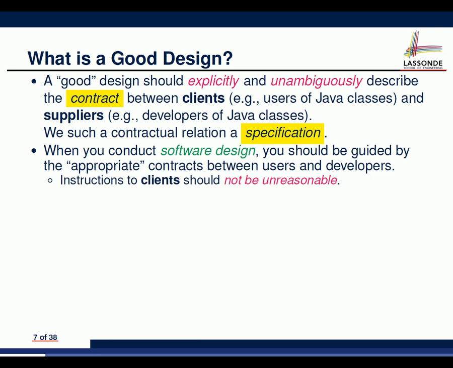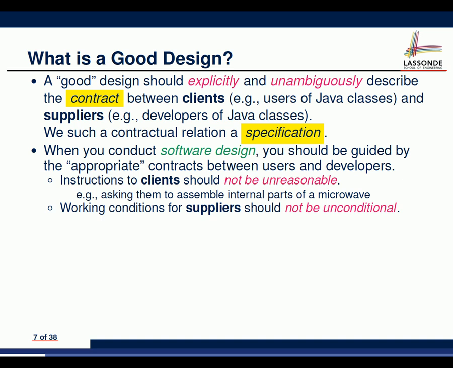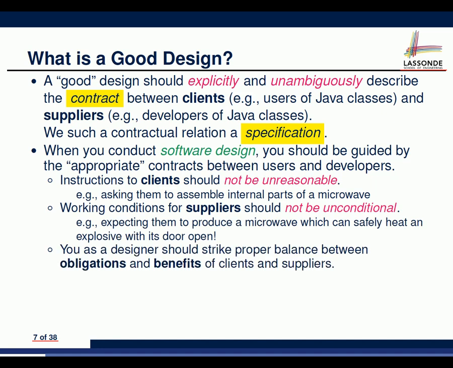Now, instructions for a client should not be unreasonable. For example, you should not tell the client to assemble internal parts of the microwave. And also, the benefits for the supplier cannot be unconditional, which means you cannot simply say the supplier will do any microwave service for you, even though it's an explosive, right? That's the example I just mentioned.